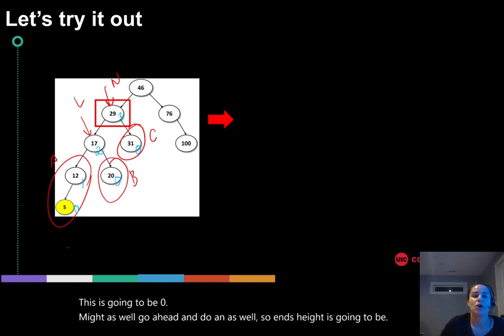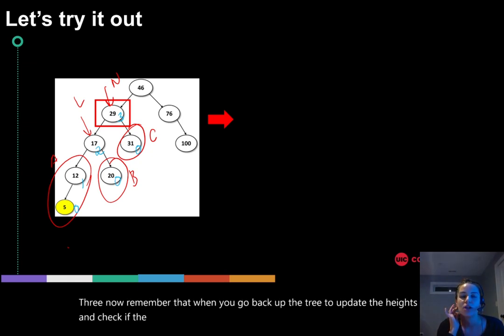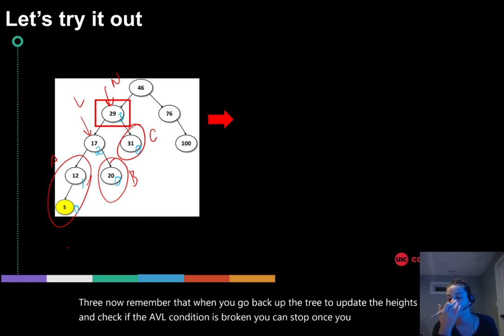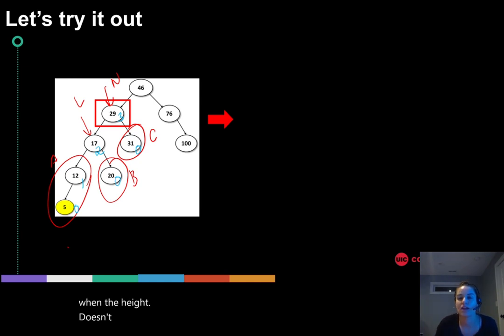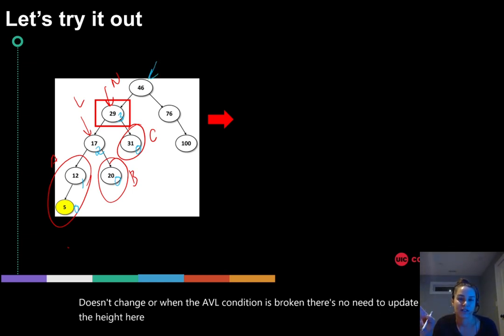Now remember that when you go back up the tree to update the heights and check if the AVL condition is broken, you can stop once you've found either that the height doesn't change or that the AVL condition is broken. There's no need to update the height here because you're going to rotate and fix it, and you'd have to change it again after you rotate.